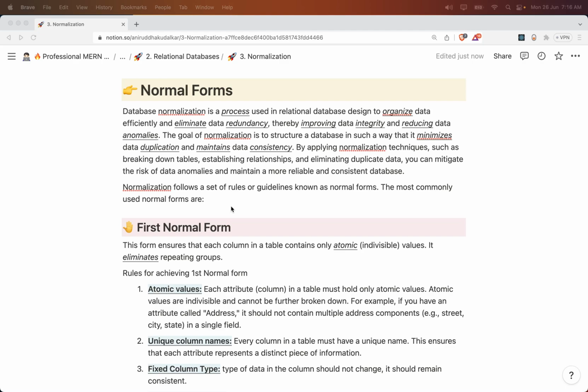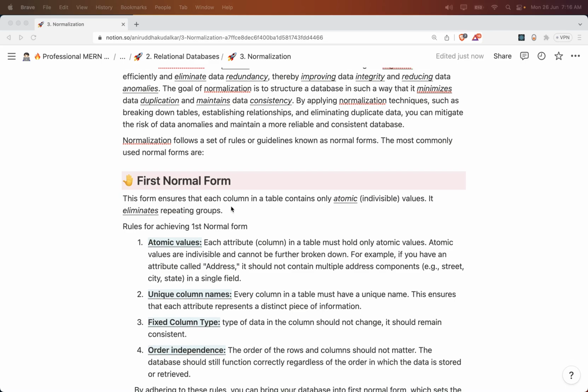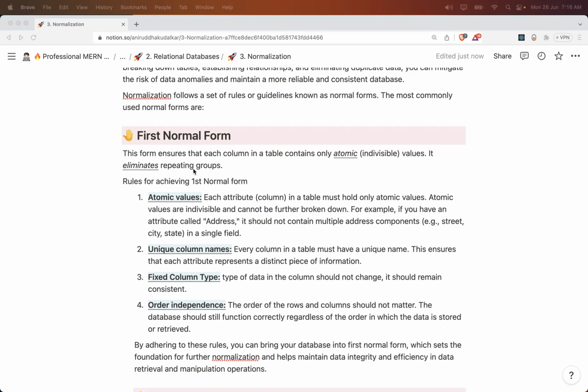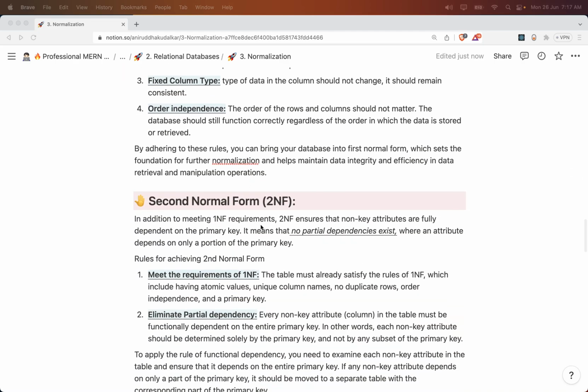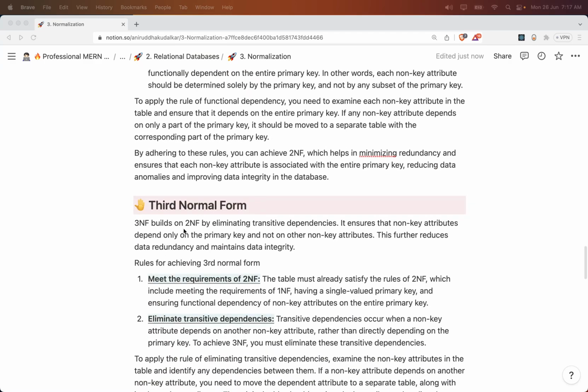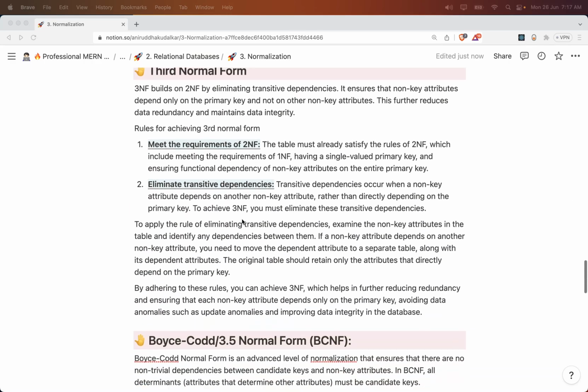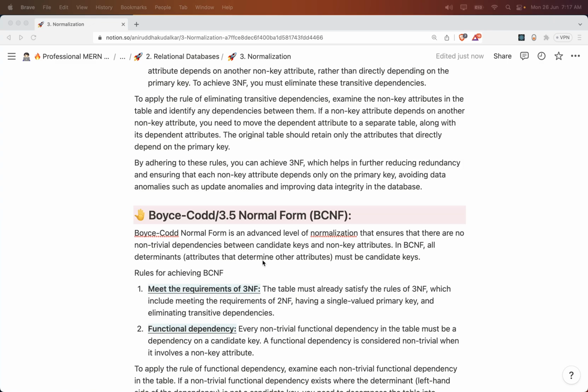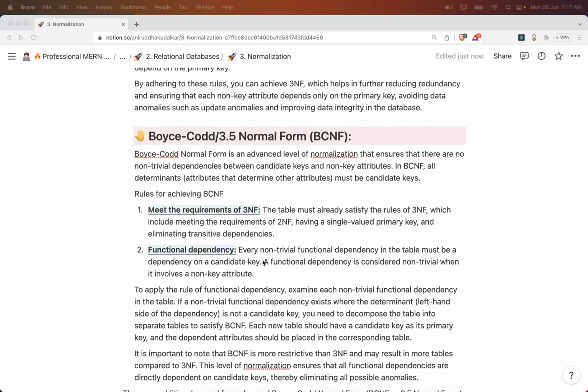What are the different normal forms available and how to apply them? Like the first normal form, what to do to achieve the first normal form, what to do for achieving the second normal form, what to do for achieving the third. Now, what is a Boyce-Codd normal form, that we will discuss in detail.